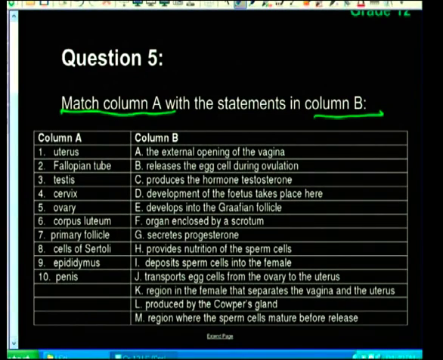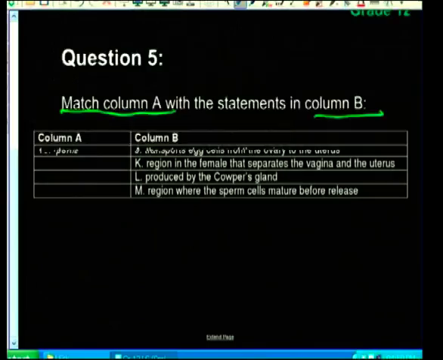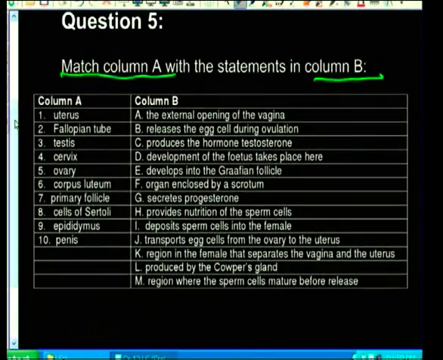They're giving you in column A uterus, fallopian tube, testis, cervix, and the rest of it. And on this side, they're giving you column B, all the related stories there. Let's do that and take it down. The uterus, it's not the external opening of the vagina. It doesn't release the egg cell during ovulation. Produces the hormone testosterone, not at all. Development of the fetus takes place here. That's more likely. So the uterus is D. We'll come back if there's other alternatives.